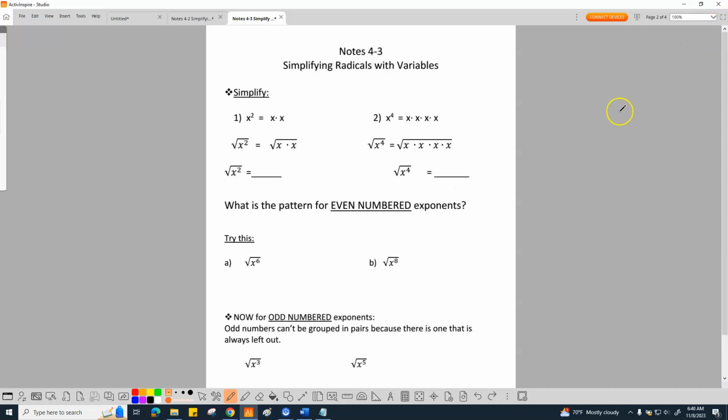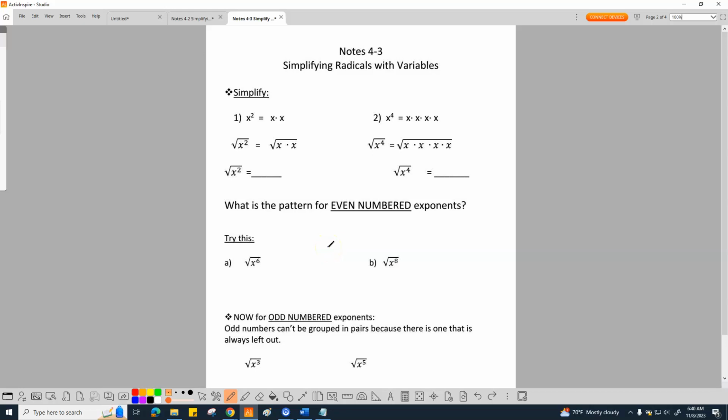All right, Algebra 2. Today we're going to be talking about simplifying radicals with variables. I was going to do multiple videos on this, but I think it's short enough that I can do one. So if you're looking for specific examples, make sure you scooch forward in this video. I'm going to do all of them here.